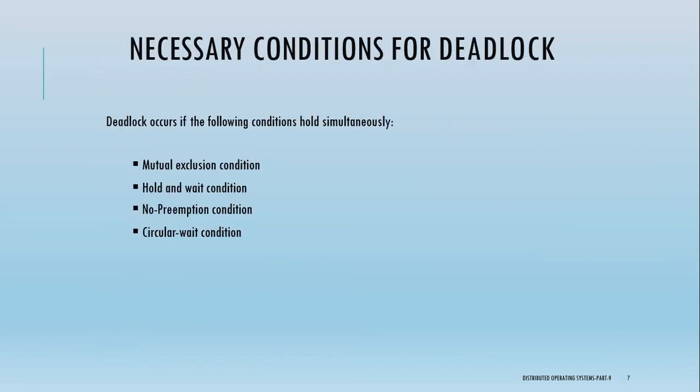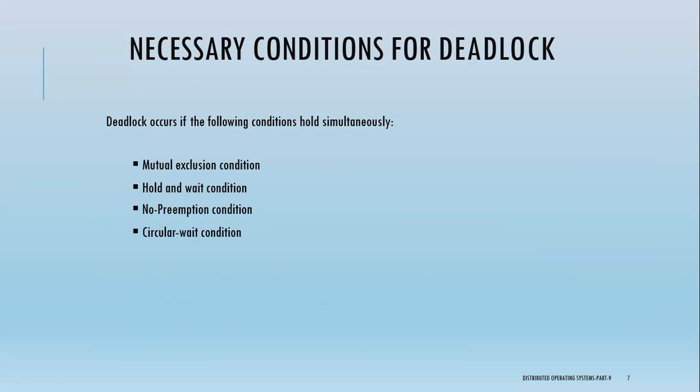Necessary conditions for a deadlock. Coffman and others in 1971 stated that the following conditions are necessary for a deadlock situation to occur in a system. The first one, mutual exclusion condition. If a resource is held by a process, any other process requesting that resource must wait until the resource has become available. Number two, hold and wait condition. Processes are allowed to request new resources without releasing the resources that they are currently holding.